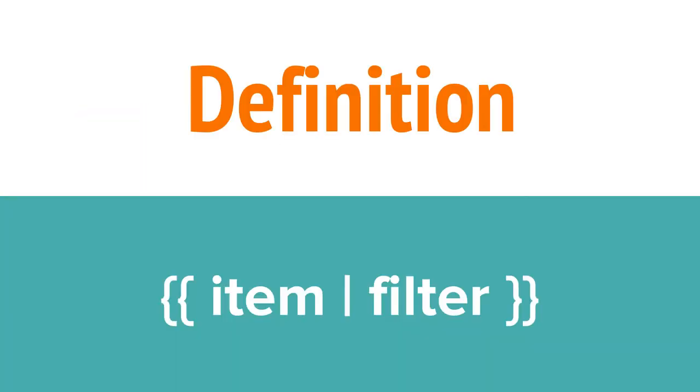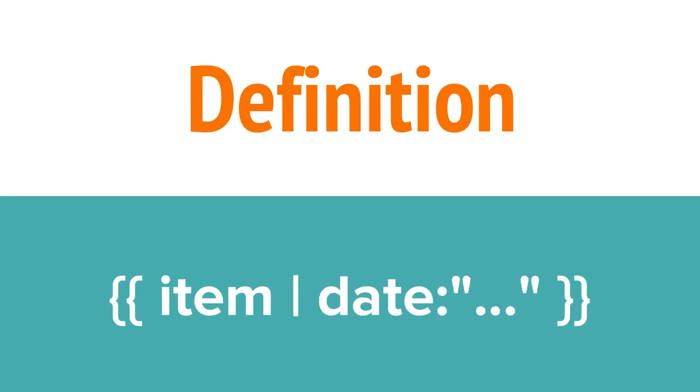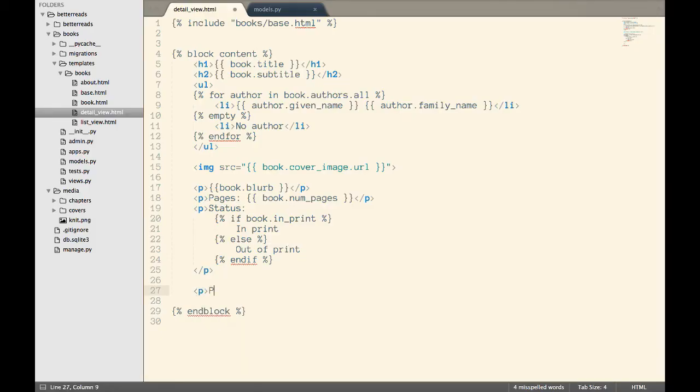Another great thing that templates can do is filter data, changing how it's displayed to the user. The first filter I want to show off is the date filter. With this, we can change how our date is displayed on the page. First, let's add the date published to the page, so you can see what it looks like without any filtering. Not bad, but not ideal.